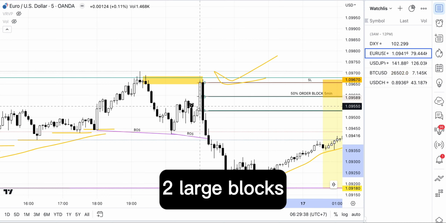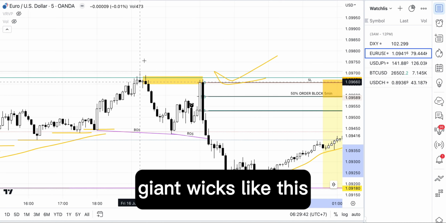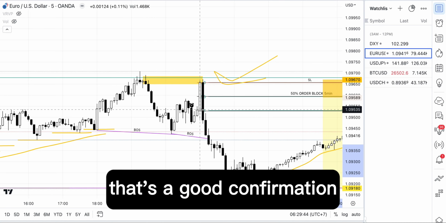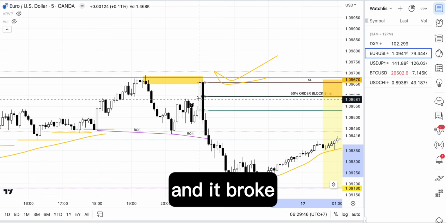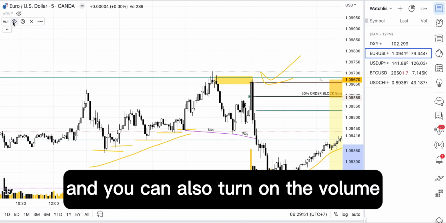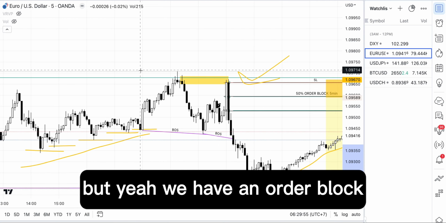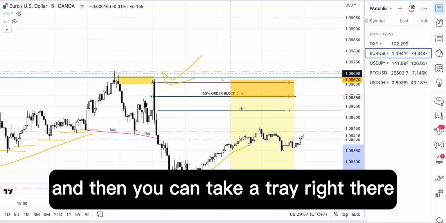Two large blocks, minimal wick. You see how there's a small little amount of wick? There's not like giant wicks like this. That's a good confirmation. And then it's at the top of the range, and it broke, took out liquidity. And you can also turn on the volume, which backs it up too if you want to do that. But yeah, we have an order block, and then you can take a trade right there.